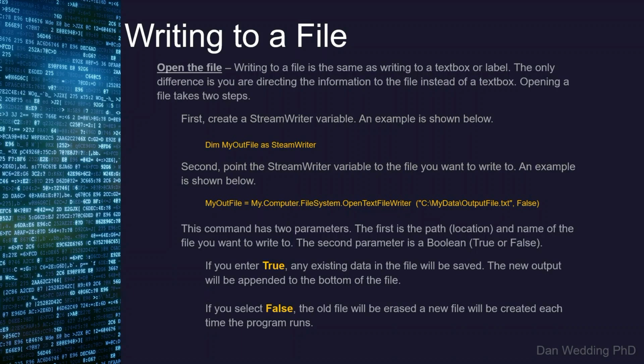This command has two parameters. The first is the path and the name of the file you want to write to. The second parameter is a Boolean. If you enter true, any existing data in the file will be saved. The new output will be appended to the bottom of the file. If you select false, the old file will be erased and a new file will be created each time the program runs.